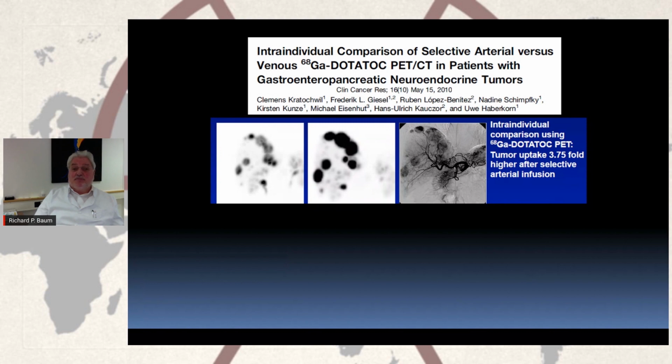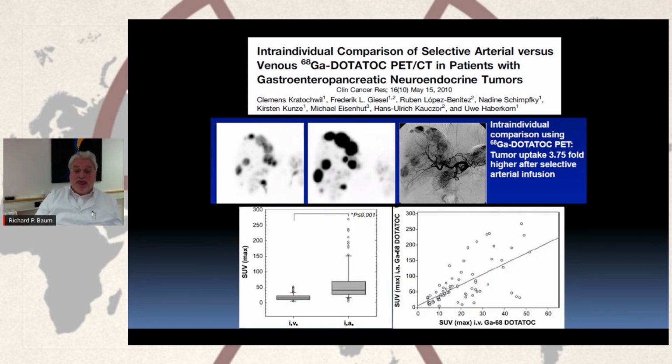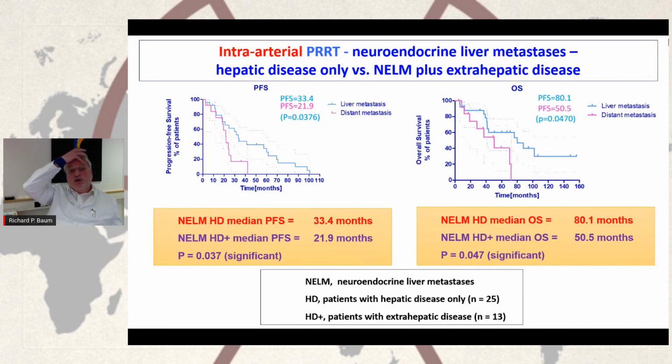The next topic is intraarterial PRRT. It has been shown quite some time ago, 10 years ago already, that if you administer, for example, gallium-68 DOTA-TOC intraarterially, you get much higher tumor uptake, up to 3.75-fold higher uptake in the metastases as compared to the systemic route. This was shown by the group from Heidelberg. And that is actually the reason that this first pass effect, as we call it, can be used to get higher doses to the tumors.